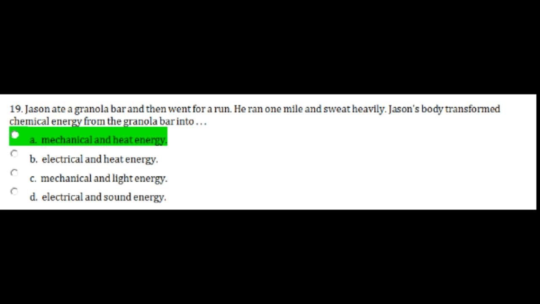Question number 19. Jason ate a granola bar, and then he went for a run. He ran 1 mile and sweat heavily. Jason's body transformed chemical energy from the granola bar into what kind of energy? Well, if he ate a granola bar and then he went for a run and his body transformed chemical energy from the food into something else, well, it gave him mechanical energy of motion, kinetic. That Jason was energetic. And then, of course, anybody knows that if you run, you make a lot of heat.